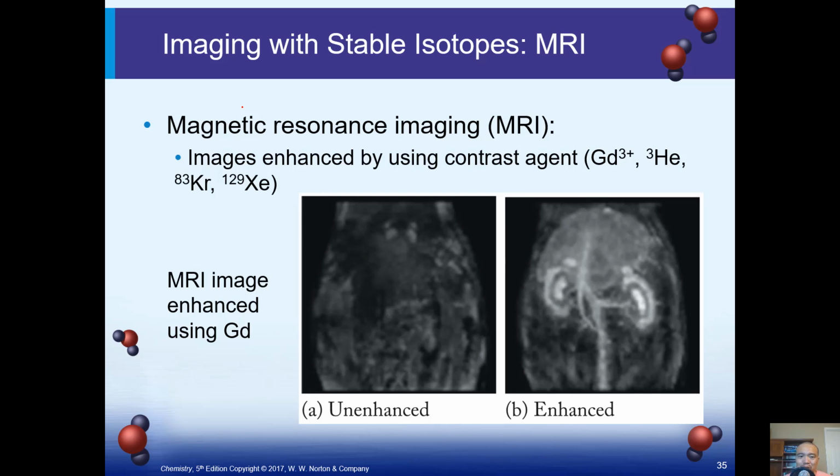A stable isotope of gadolinium is used to enhance the images generated in MRI. Examples of an MRI image before and after the enhancement by gadolinium are shown over here. This is unenhanced. That's the enhanced image with gadolinium.